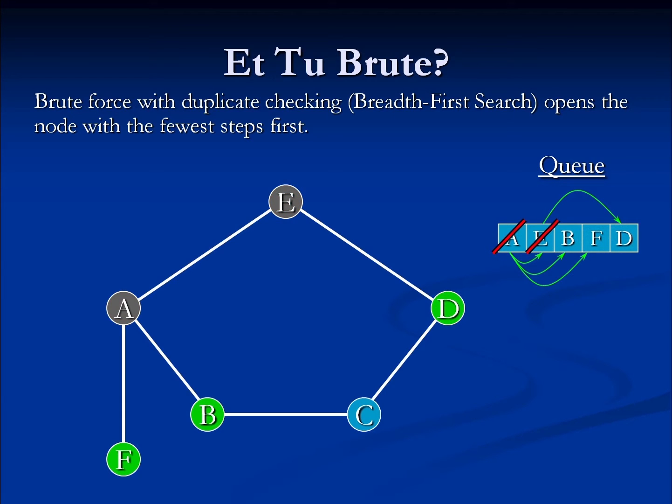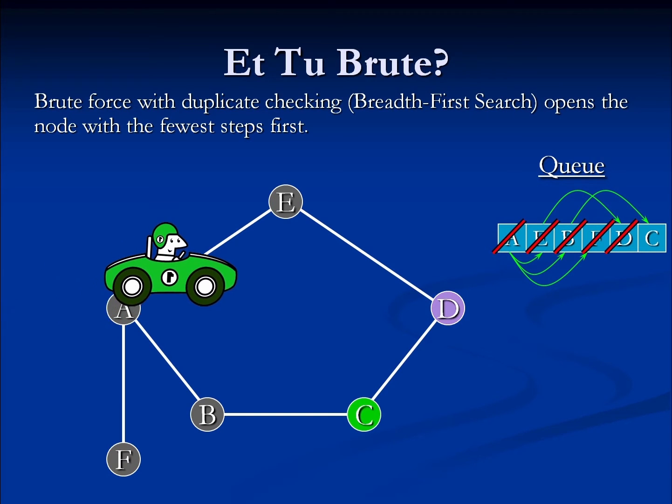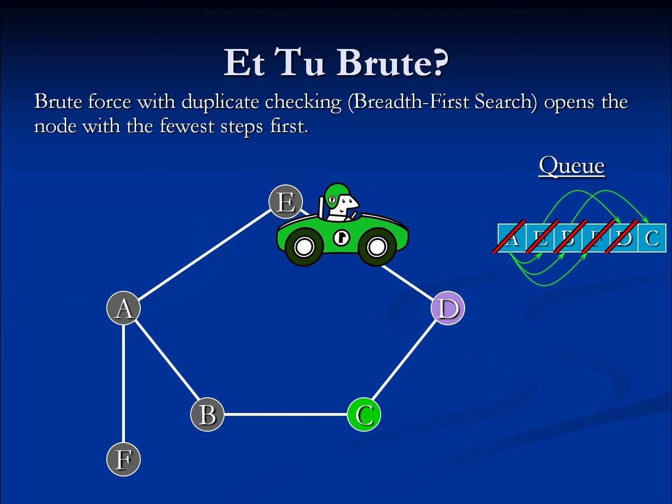Next, we pull B off of the queue. It is not the goal, so we consider all of its children, which are A and C. But again, A is a duplicate, so we will add only C to the queue. Next, we'll pull F from the queue, but F has no non-duplicate children. Finally, we pull D from the queue, and this is our goal, so we're going to trace back. We got to D from E, we got to E from A, and so our path is AED.